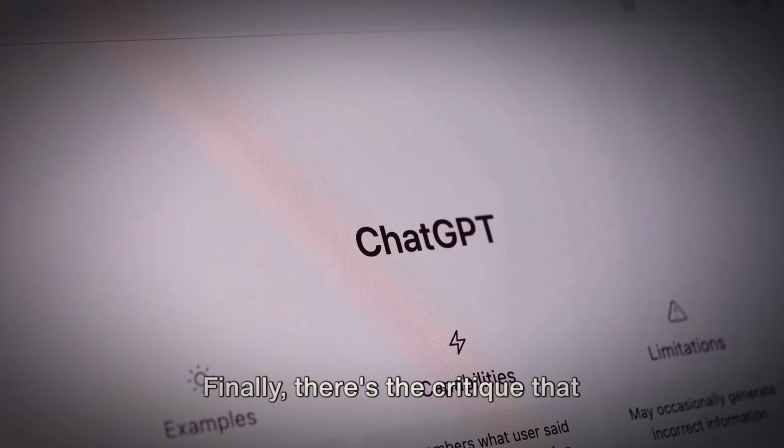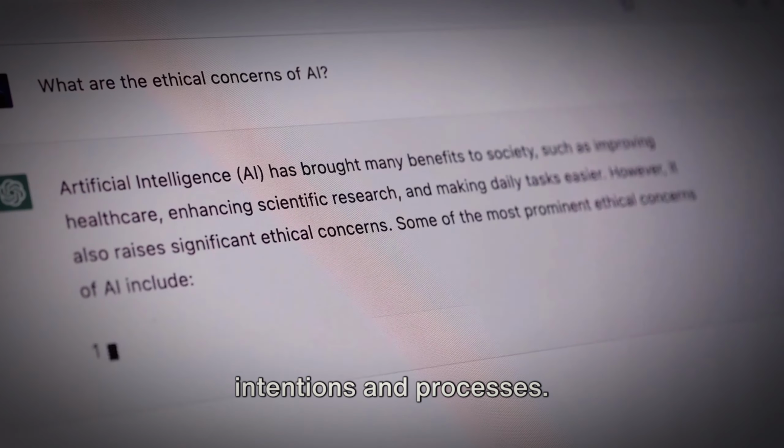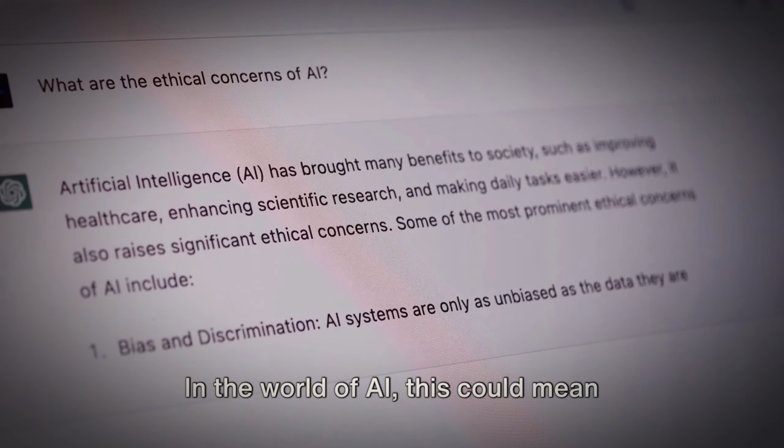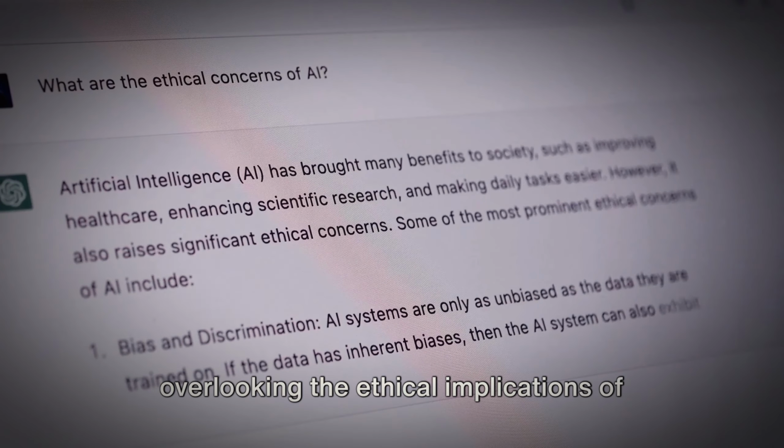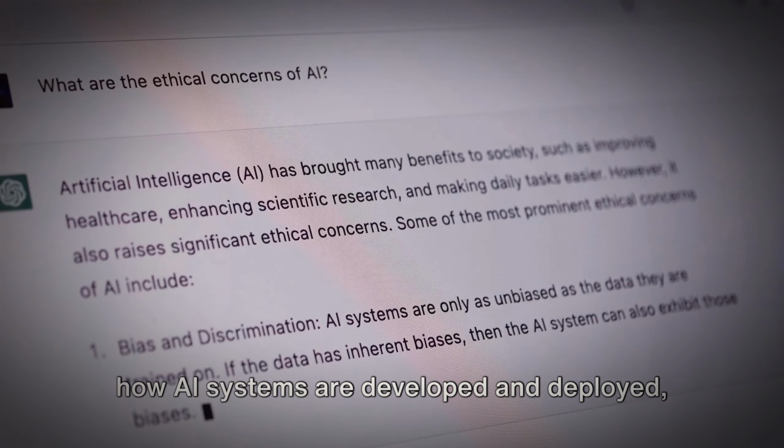Finally, there's the critique that utilitarianism, with its focus on outcomes, might neglect the importance of intentions and processes. In the world of AI, this could mean overlooking the ethical implications of how AI systems are developed and deployed, focusing solely on the end results. This could potentially allow for unethical practices, as long as they produce beneficial outcomes.